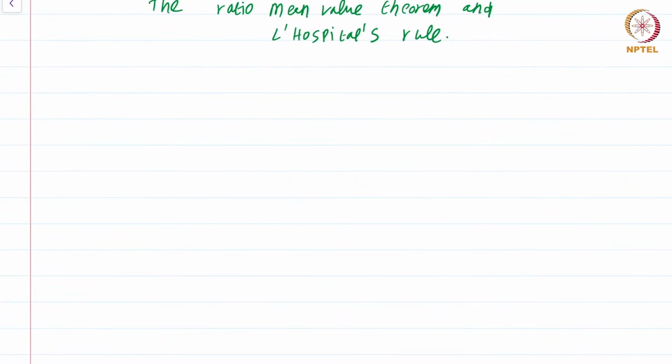In this module, we shall first see a generalization of Lagrange's mean value theorem, commonly known as the ratio mean value theorem or the Cauchy mean value theorem or the generalized mean value theorem. And then we shall apply it to prove the famous L'Hopital's rule that is applied right and left by JEE students without actually knowing what the statement is. So let's begin with the statement and proof of the ratio mean value theorem.